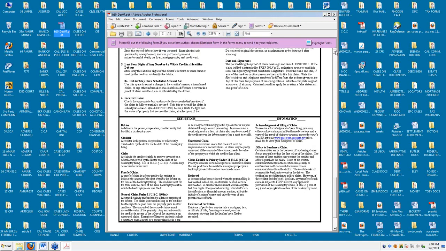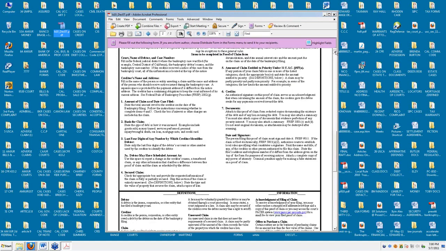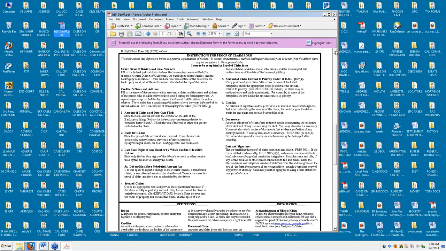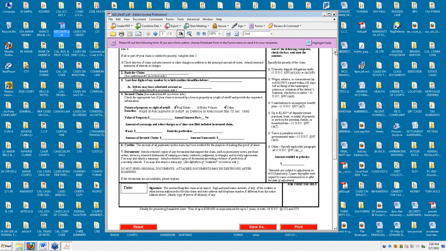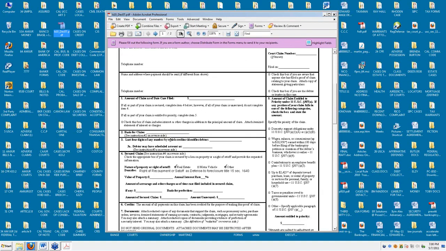So this B210 would be just in the adversary complaint part of the bankruptcy, right? Not in the regular bankruptcy. And you gotta file this with it. I'm going to have one all done next week. Okay. It says nature of property, secured claim, nature of property or right of set-off. Yeah.